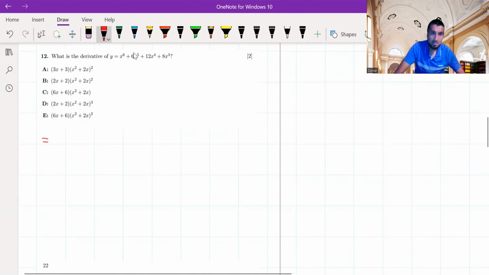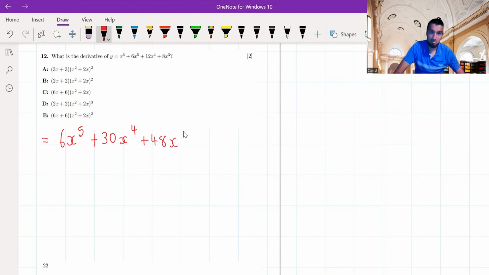So multiply by the power, put it in front, and subtract 1 from the power. So it'll be 6x to the power 5: the power times the number in front is 30, 5 times 6 is 30. We subtract 1 from the power, so x to the power 4. 4 times the 12 will be 48, and then x, we subtract 1 from the power, cubed. 3 times 8 will be 24 x, and then minus 1 from the power will be squared. Okay, excellent.